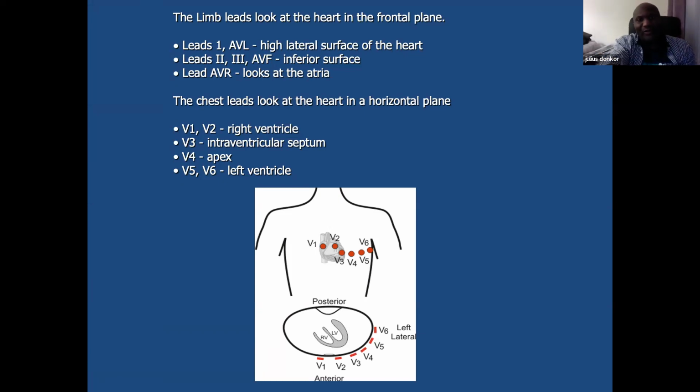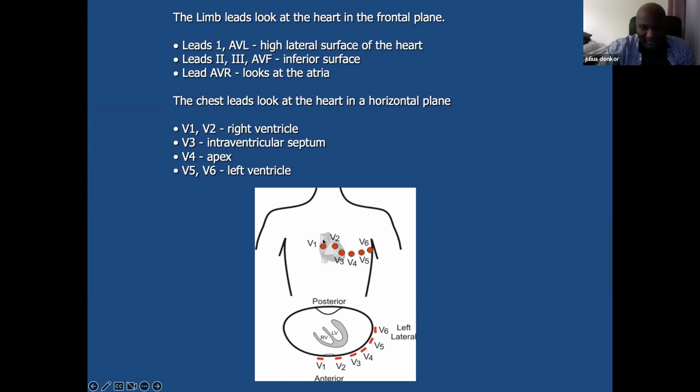So I'm just doing a quick recap. Your V3 and V4 really look at your septum, and your V5, V6 look at the left ventricular wall. So you can see the outline at the bottom there, comparing the ECG to the position of your heart, the anterior part and the posterior part.